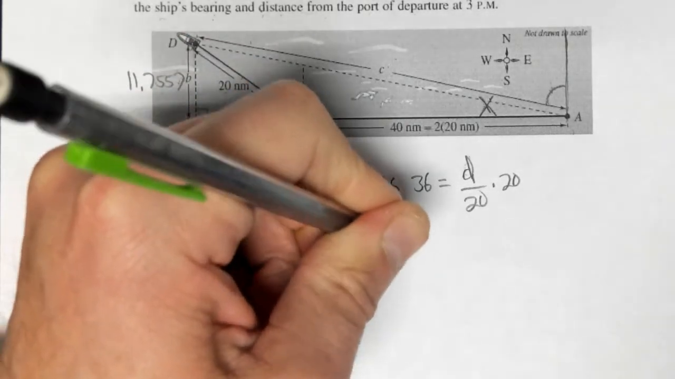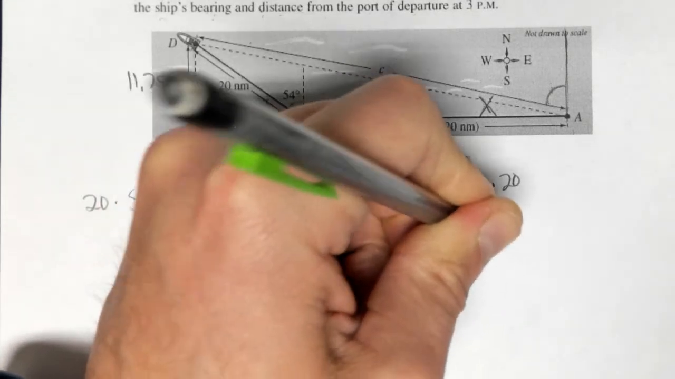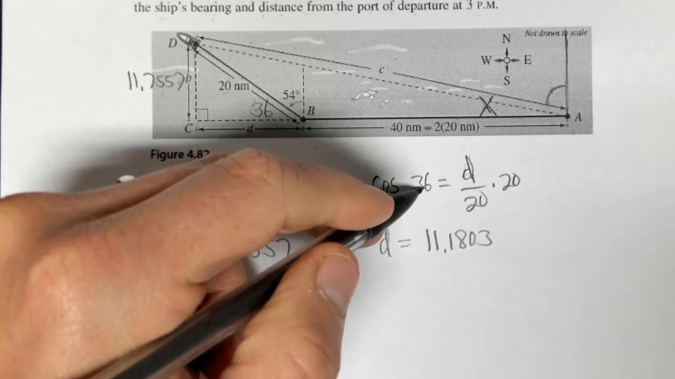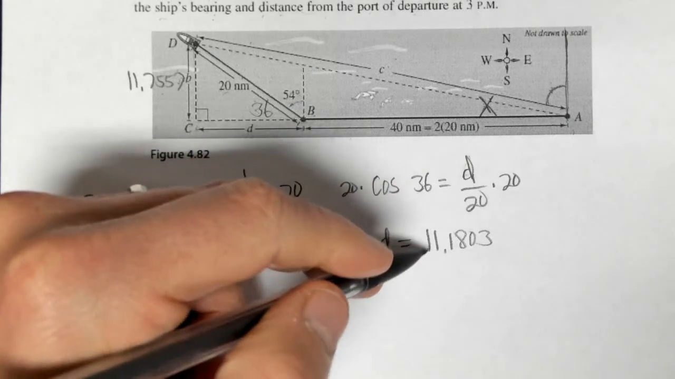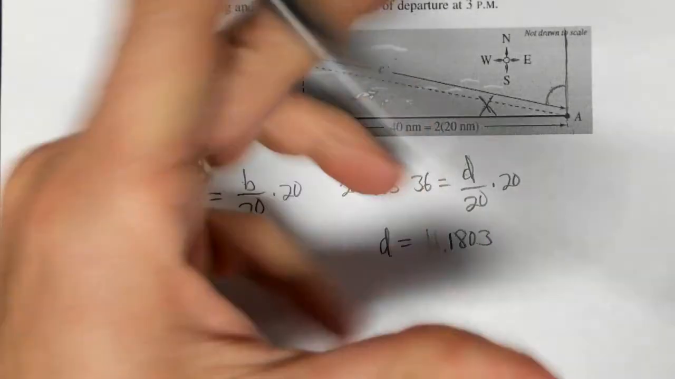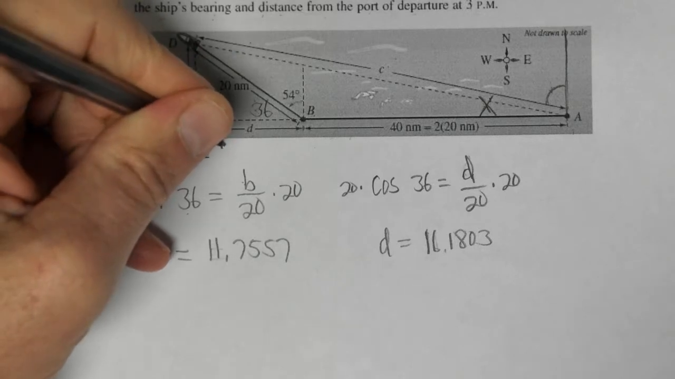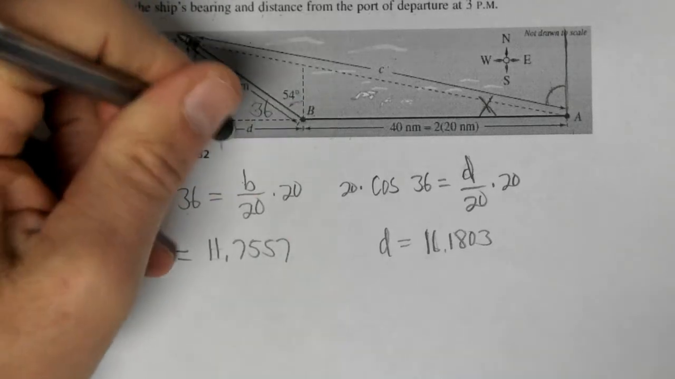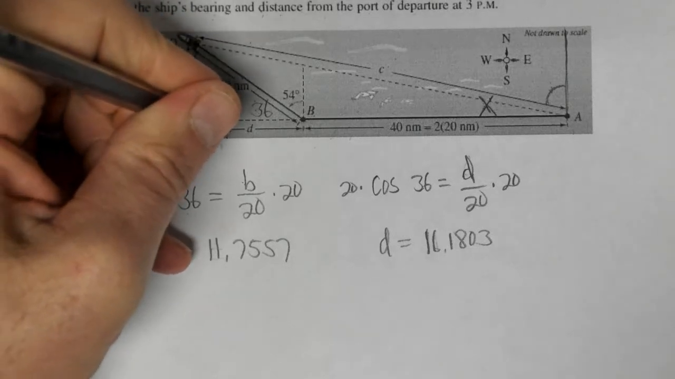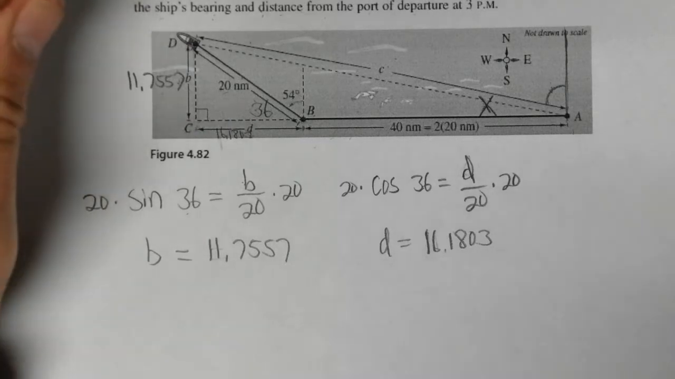And then we've got D is equal to, you can plug that into the calculator, 20 times the cosine of 36. Make sure you're in degrees if you're using Desmos. And you should come up with this. Whoops, not 11, that's 16, sorry. That's 16.1803 for D.